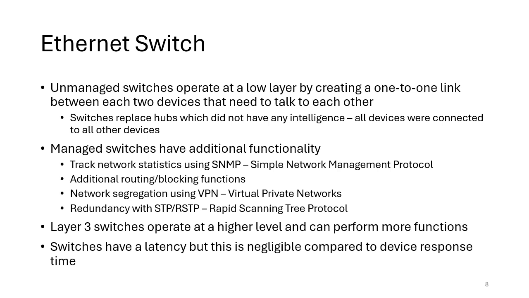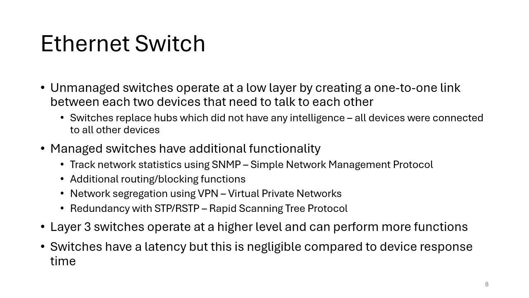They could also handle network segregation using virtual private networks, which again is a more comprehensive way of having routing and blocking. And they can also perform a degree of redundancy by using protocols like STP or RSTP, which is Rapid Spanning Tree Protocol. That allows you to create a mesh with multiple connections, but the switch will handle which connections are active, and it will make sure that the packets aren't rerouted around the network.